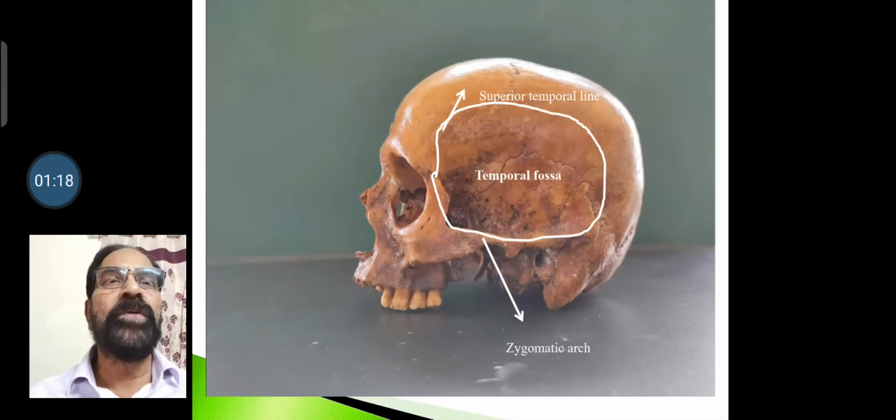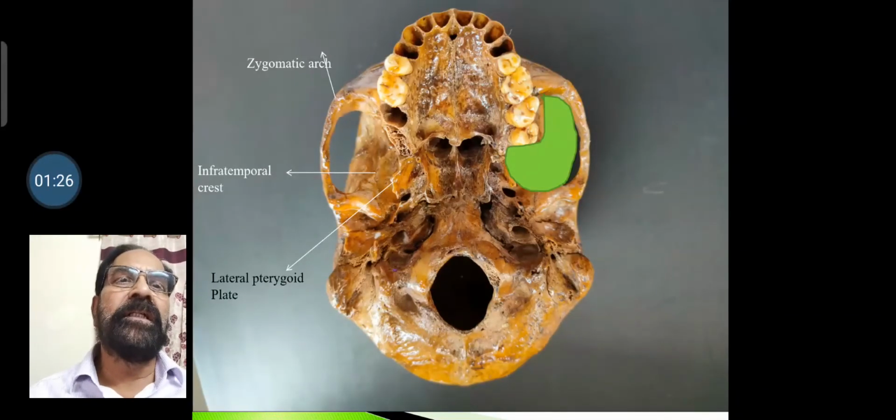Above it is bounded by superior temporal line, below it is bounded by zygomatic arch. And the picture here, that is the base of the skull, and the green shaded area is the infratemporal fossa. So we are going to discuss infratemporal fossa. So it is between the lateral pterygoid plates medially, zygomatic arch laterally, and above by infratemporal surface of the sphenoid bone and infratemporal crest.